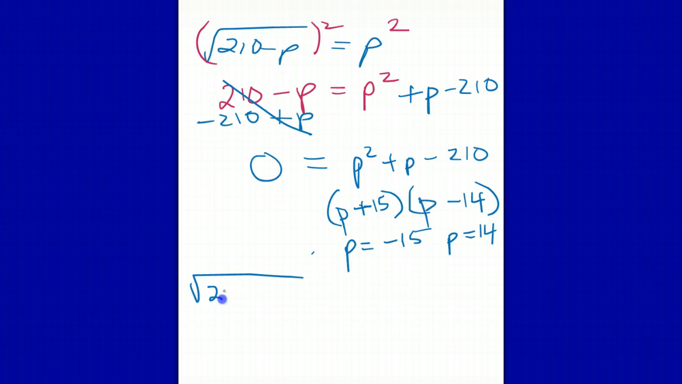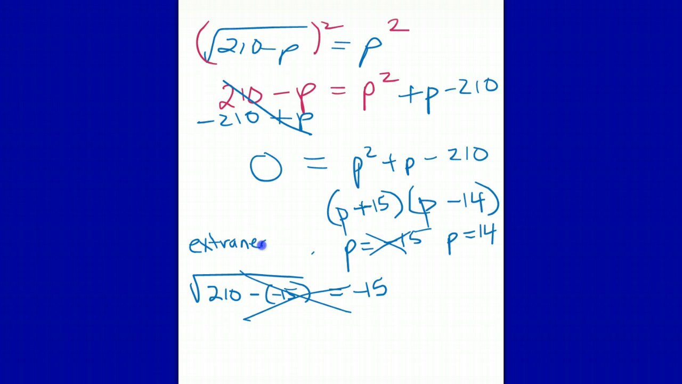So 210 minus a negative 15. Does that give me negative 15? Now hopefully you'll stop right there, because as soon as you see that negative 15 is equal to a square root, that's no good. The square root of a number can never be negative. We're always looking at the positives. So this is out.